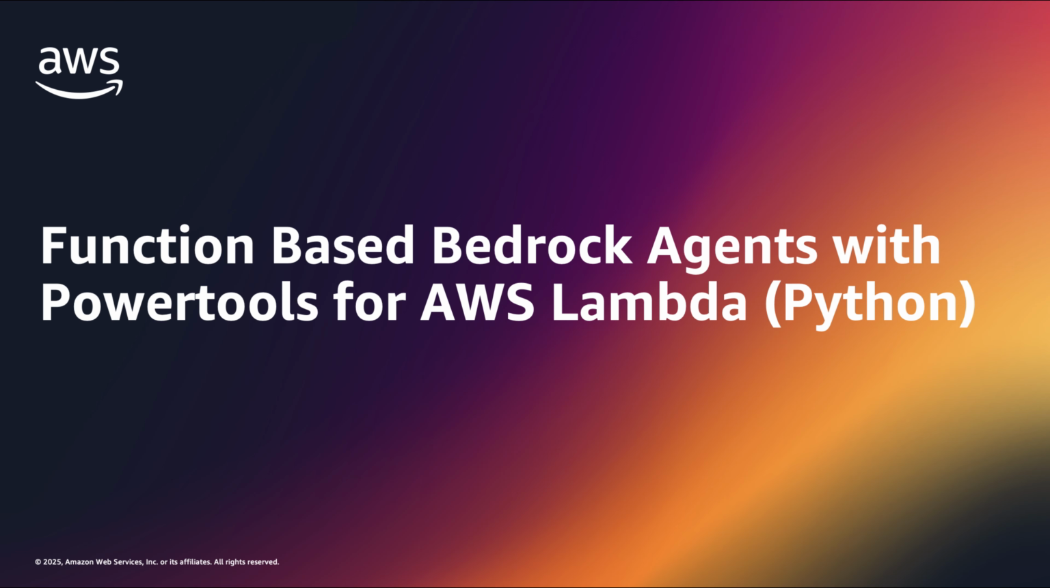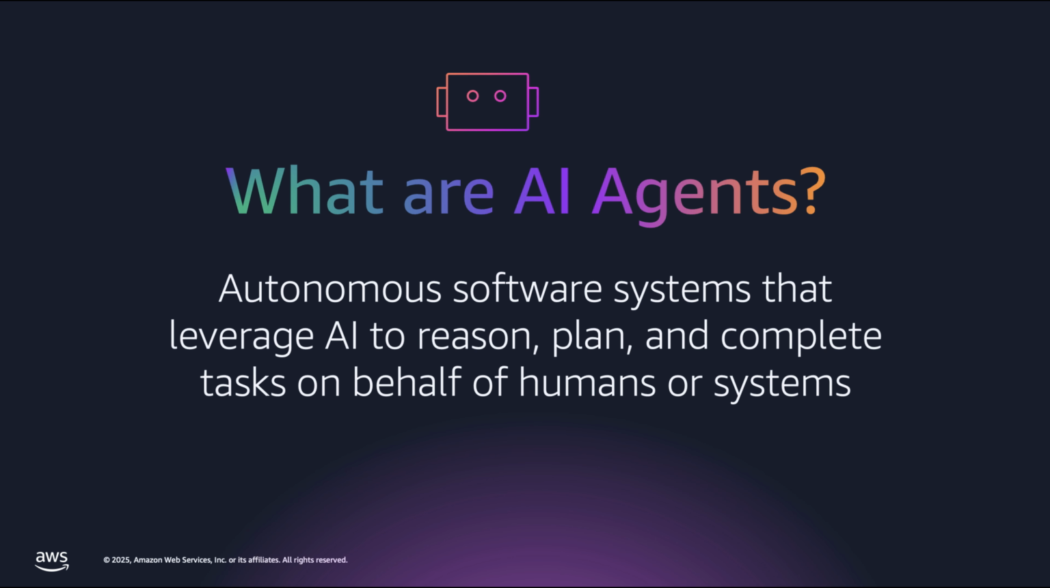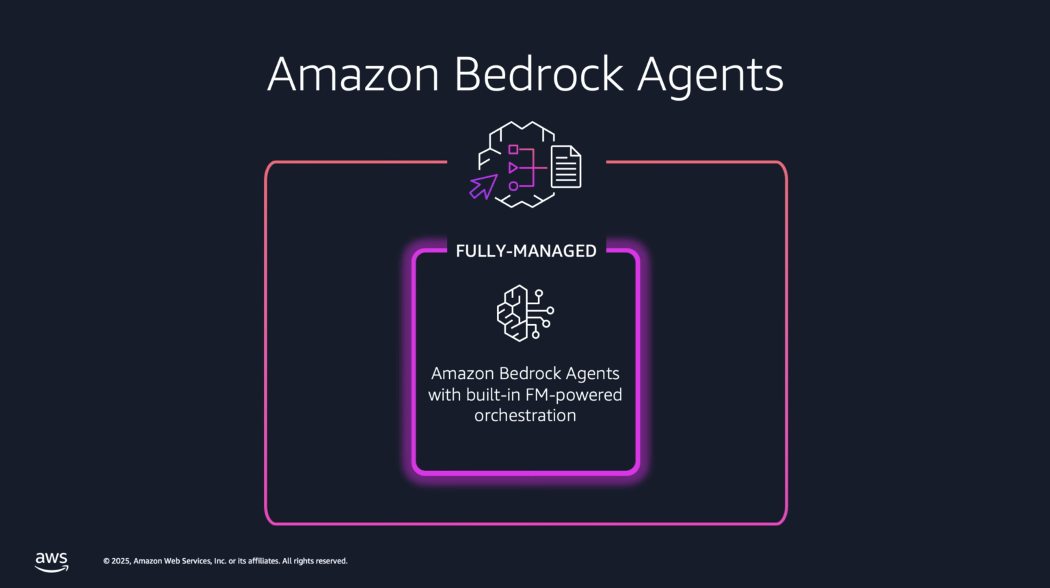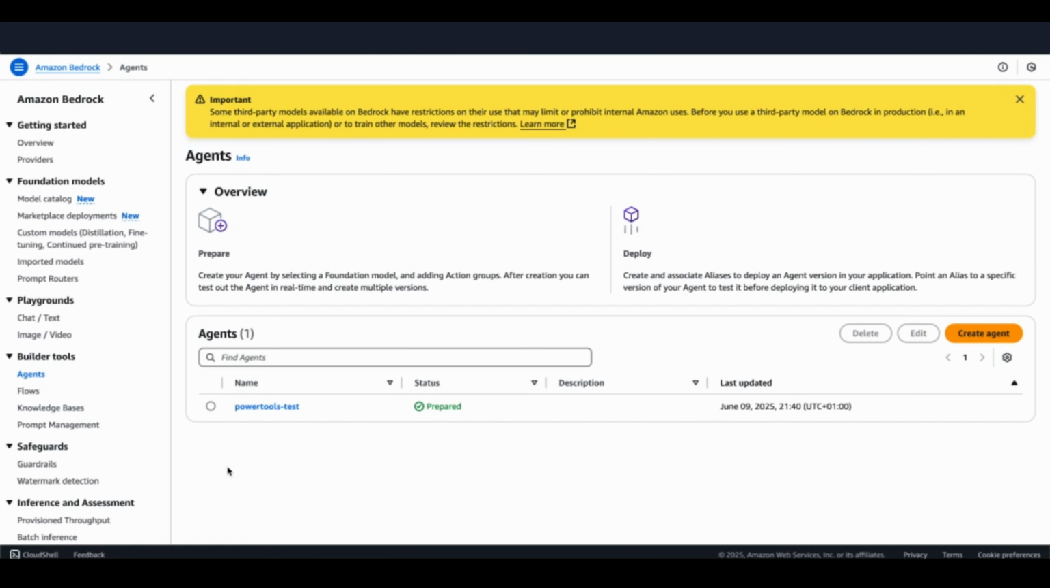Hello. Today we are going to explore how Powertools for AWS Lambda can ease and simplify the creation of AI agents on AWS. An agent is an autonomous software system that uses AI to reason, plan, and complete tasks for humans or other systems. Amazon Bedrock Agents are a fully managed service that helps you build agents backed by foundation model powered orchestration. We're going to create a conversational agent that can invoke an AWS Lambda function to perform various tasks for your users. And we're going to show you how Powertools for Lambda can help you accomplish this.